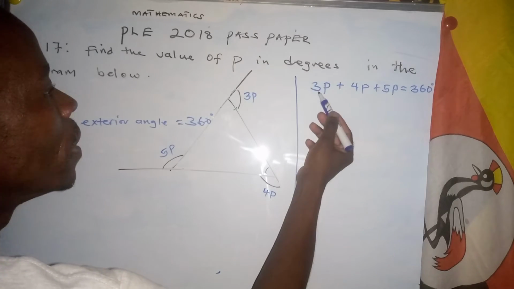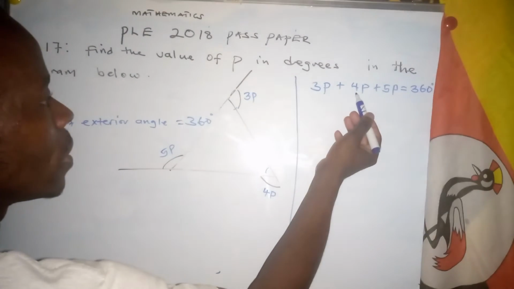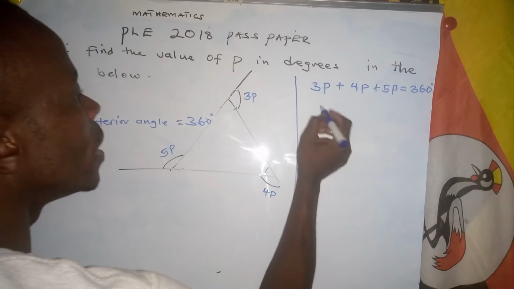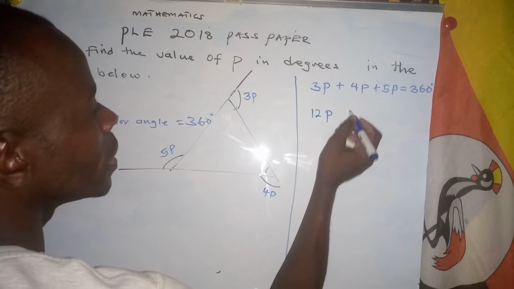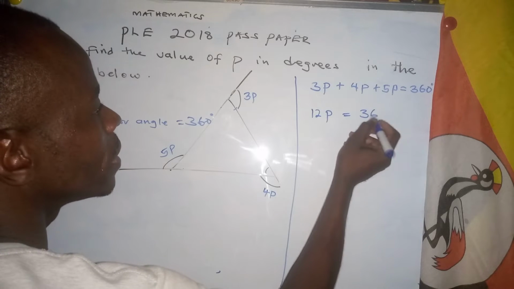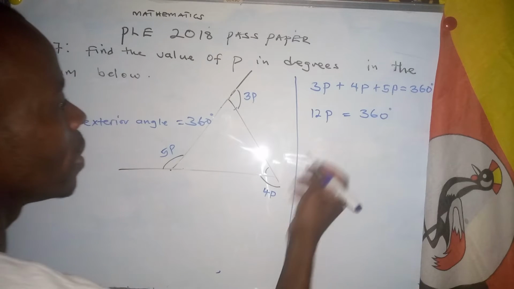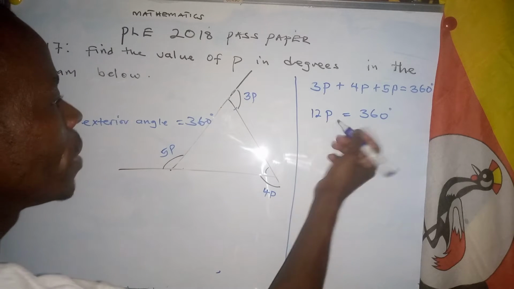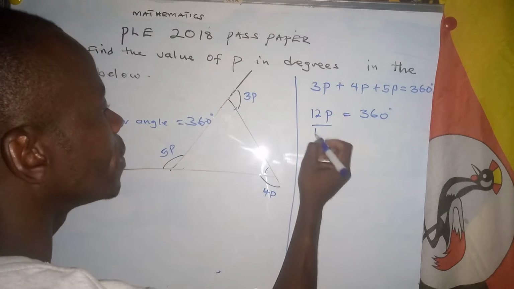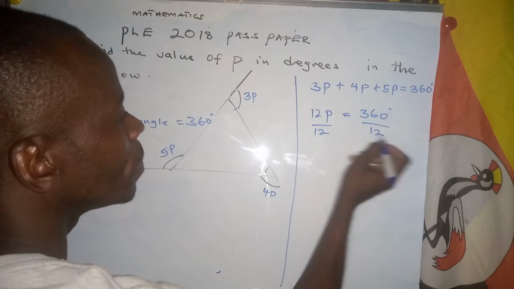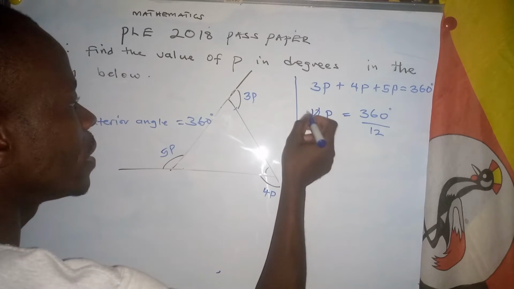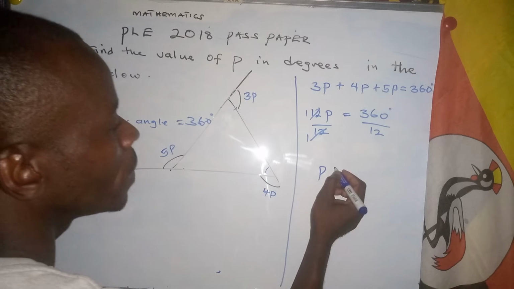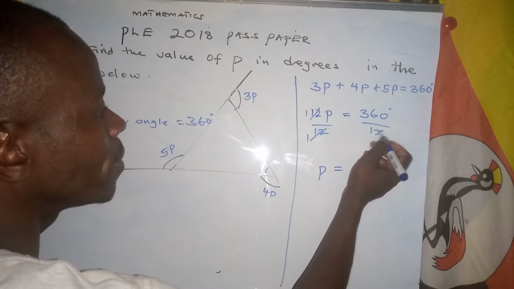So 3p plus 4p equals 7p. 7p plus 5p, you get 12p is equal to 360 degrees. We divide both sides by 12. We are looking for the value of p. Cancel here, 12 by 12, you get 1, and we remain with the p. P is equal to 360 divided by 12.